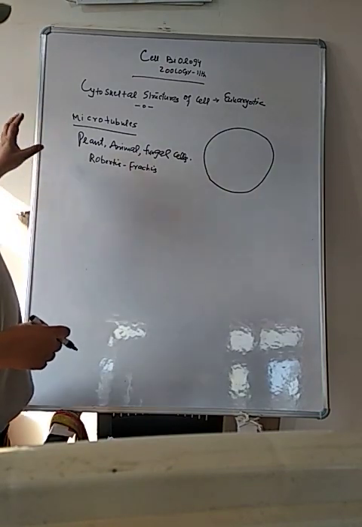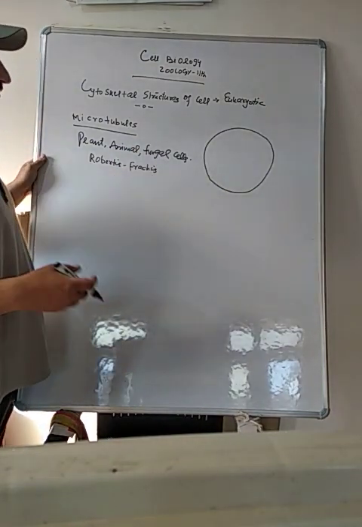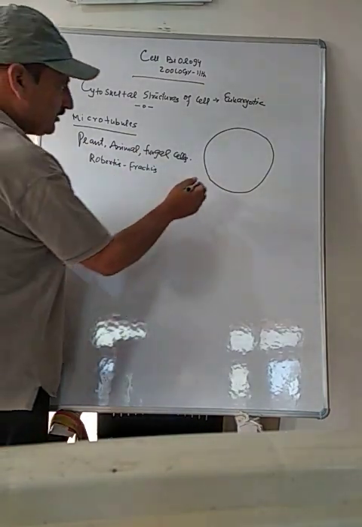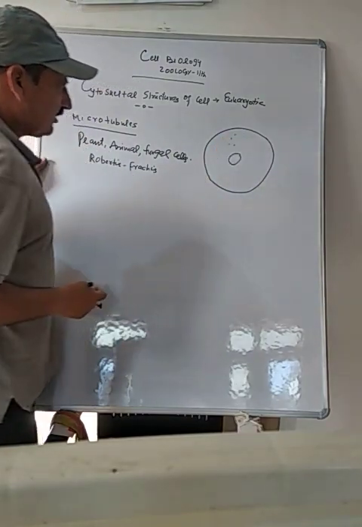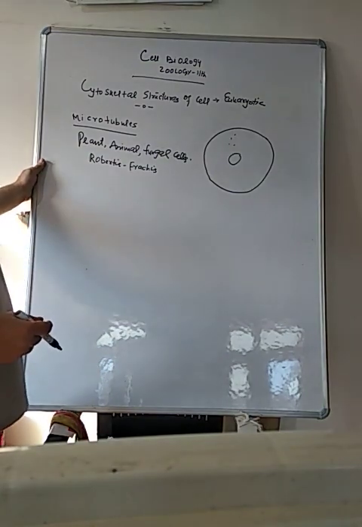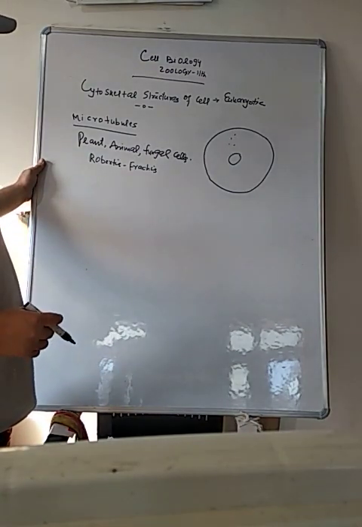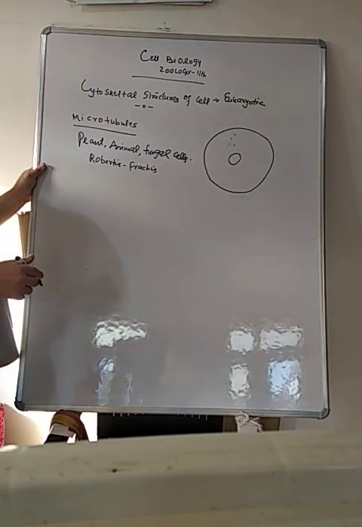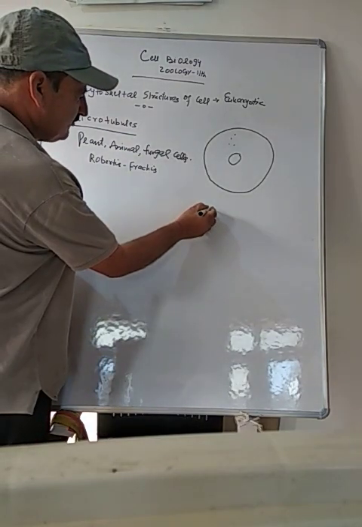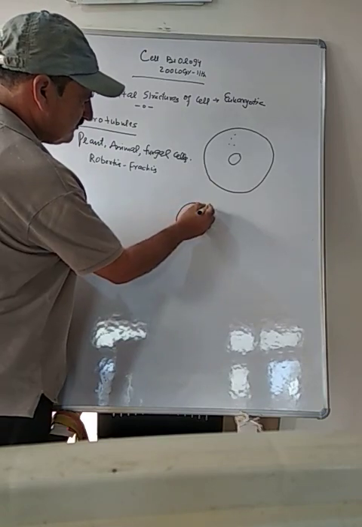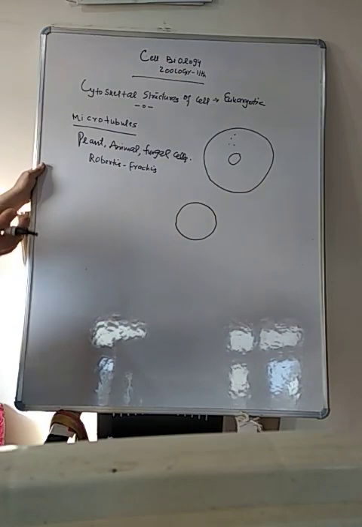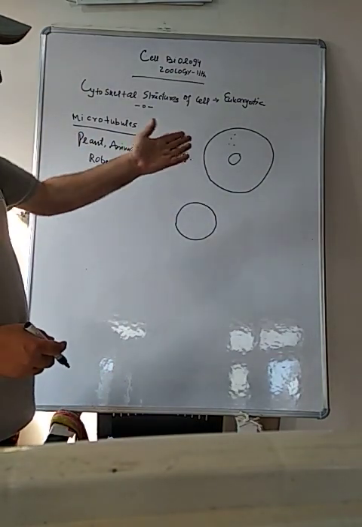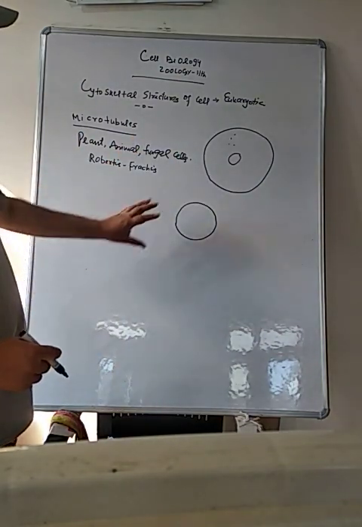Now, if we take a microtubule, let this be a cell, this is the nucleus, and this is the cytoplasm. These are present in the cytoplasm. These can be numerous, and when you see them under an electron microscope, these appear spherical in shape, just like this. Small balls. There can be many and many in the cell, small balls.